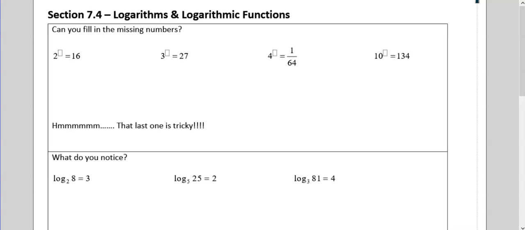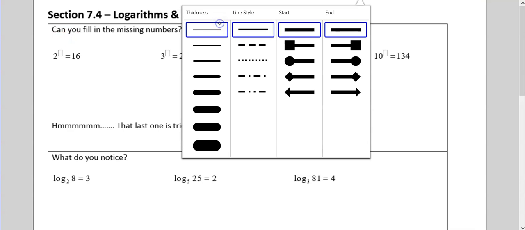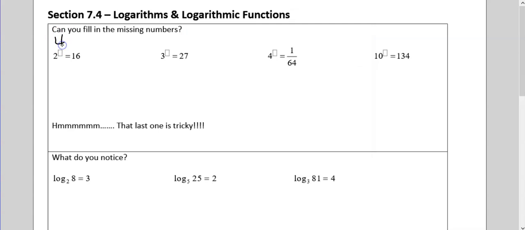So here we go. If I asked you 2 to what power is 16? Well, 2 times 2 is 4, times 2 is 8, times 2 is 16. So that's going to be 2 to the 4th power. Okay, that's going to be 4. And then we know 3 times 3 times 3 is 27, so that's 3 cubed.